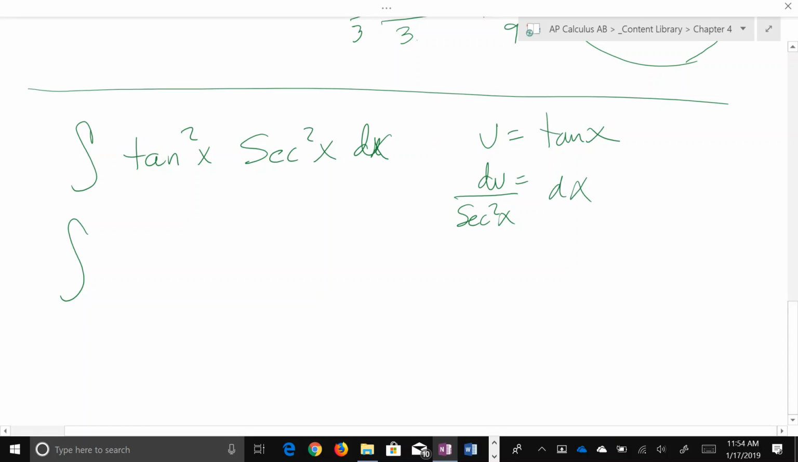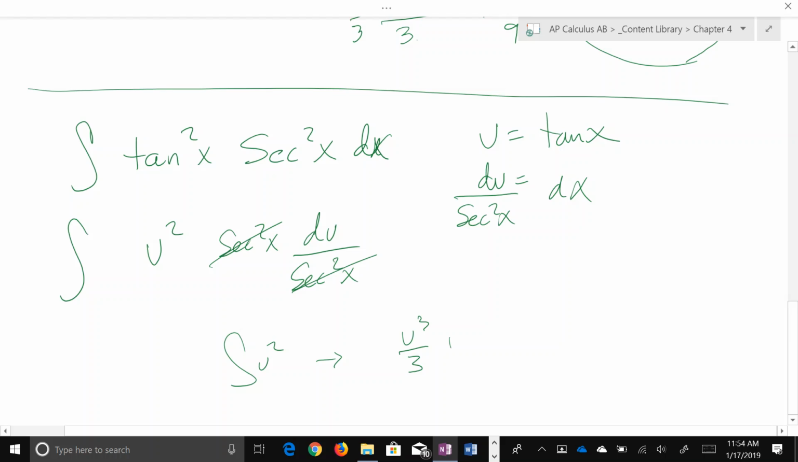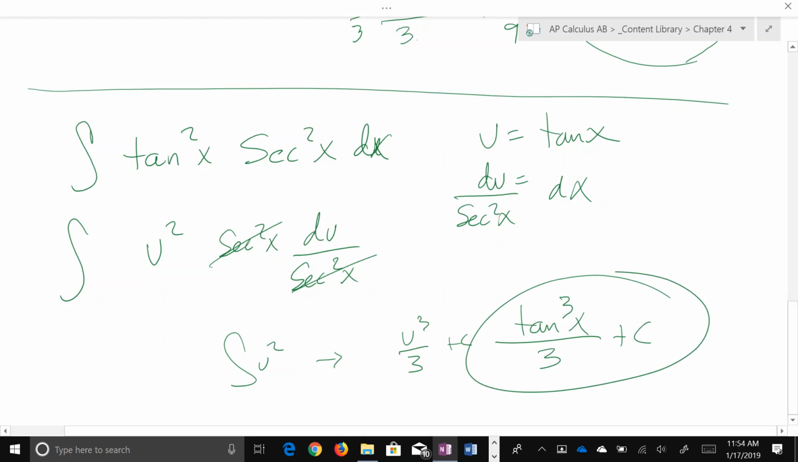So here we go. This is u squared, secant squared of x. dx is du over secant squared of x. Now you can see they're gone. So what's the integral of u squared? u cubed over 3. Put your u back in. There we go, guys. Okay?